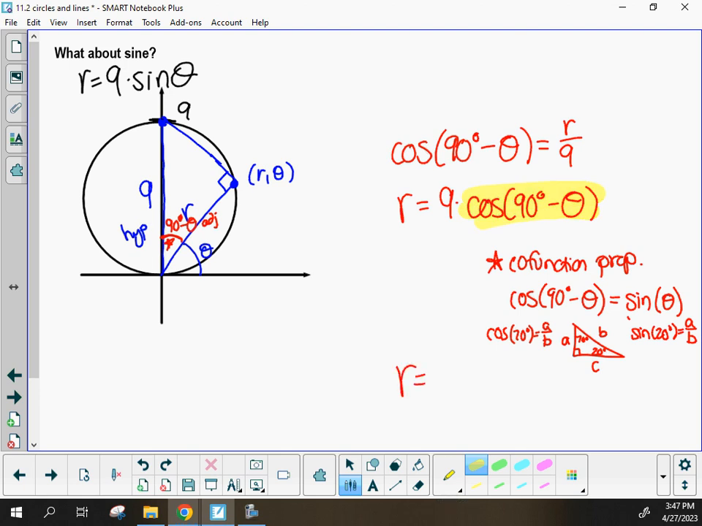So this is also equivalent to r equals 9 times sine of theta. Follow my highlighting there. That's the substitution that's occurring. Okay, same idea, two big differences. One, we've got to work with the angle in the triangle, so we had to make this little adjustment here with the 90 minus theta. And then two, that cofunction property plays a role.